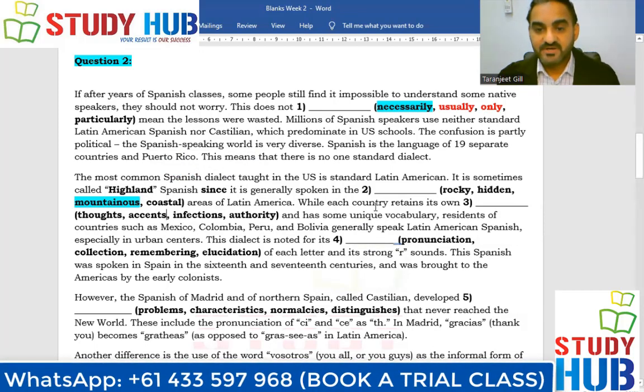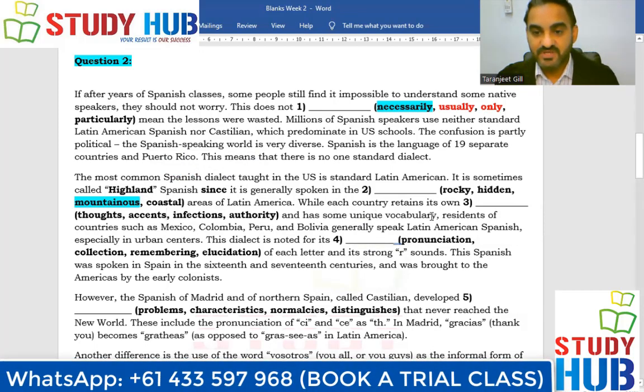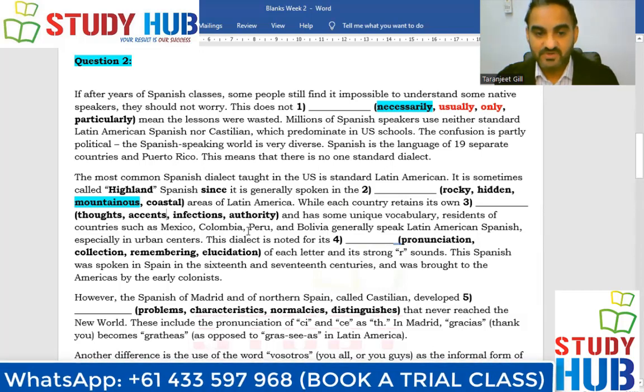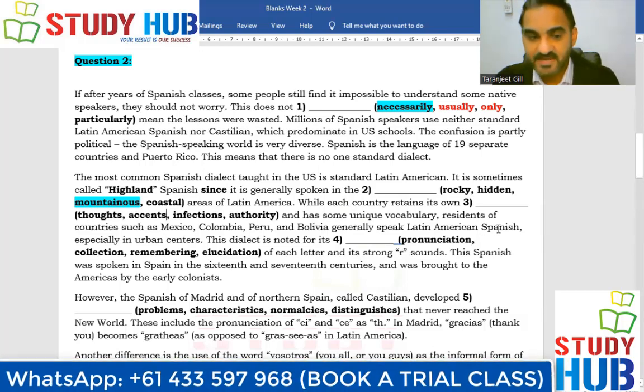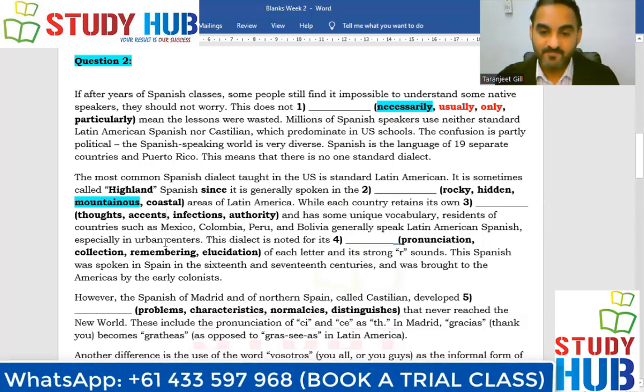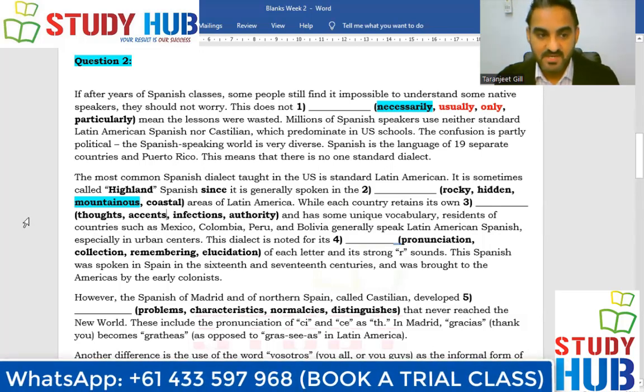Next one. While each country retains its own dash and has some unique vocabulary, residents of countries such as Mexico, Colombia, Peru, and Bolivia generally speak Latin American Spanish, especially in urban centers. So here we are looking at the options: thoughts, accents, inflections, and authority. Now look at the context. The context is we are talking about a language. And here further they talk about vocabulary, right? They're talking about Latin American Spanish. So we are more talking about the language and vocabulary. Therefore, we are going to go with accents here because the context is about a language. The more appropriate word will be accents.